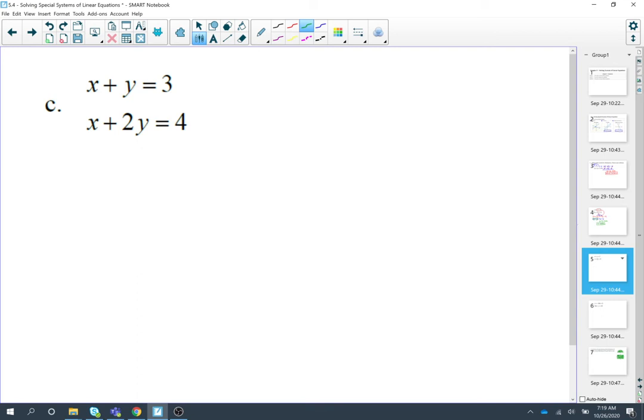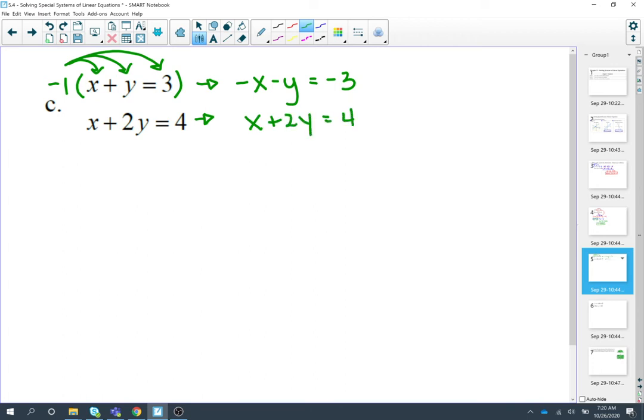The only thing I'm going to change is I'm going to multiply this first one by a negative, so that they're opposite, so that this one becomes a negative 1 and this one's a positive 1, and then we can use elimination. Distribute. This is negative x minus y equals negative 3. Then I'm just going to bring this one along. x plus 2y equals 4. And then we're going to add.